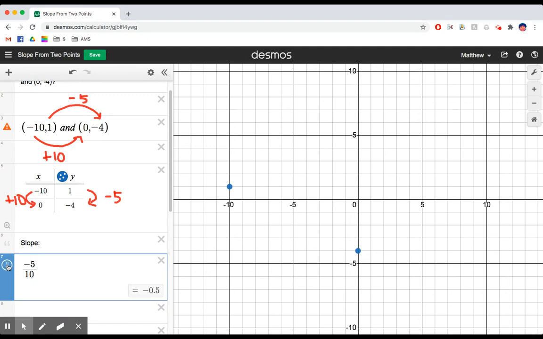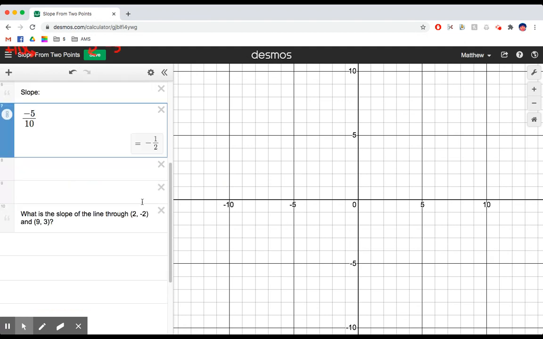If you want the simplified fraction version, don't forget about our little conversion here. I think when you do your Khan Academy exercise today, you're going to have to reduce the fraction. So definitely use decimals if you need help with that. But negative 5 over 10 is the same thing as negative 1/2. Okay? All right, good. Let's see one more example.